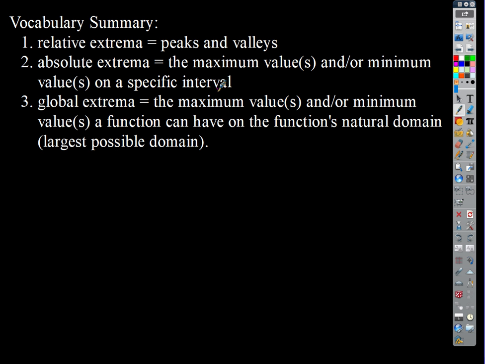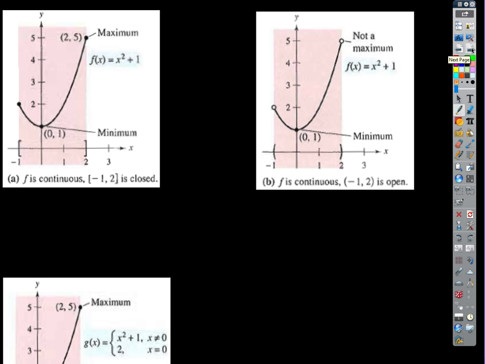So we're going to define an interval, and on that interval we could say, yes, that's an absolute minimum on this interval. It is the lowest point on this specific interval, right? So that's an absolute minimum. This is an absolute maximum. Is that a relative maximum?